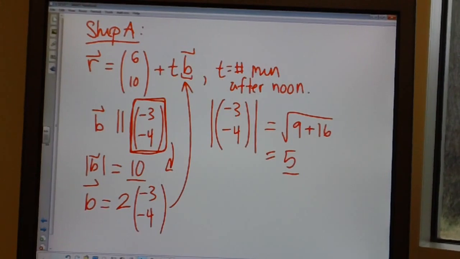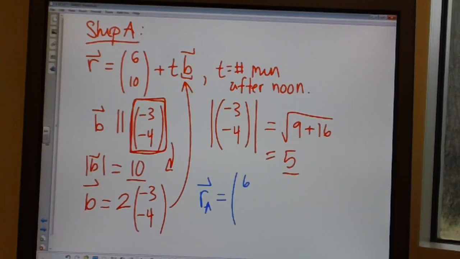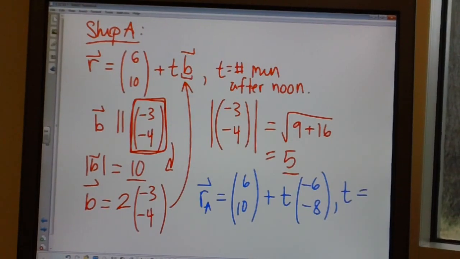So my vector equation for ship A becomes r sub A equals <6, 10>, the initial position, plus t times <-6, -8>, where t is the number of minutes after noon.